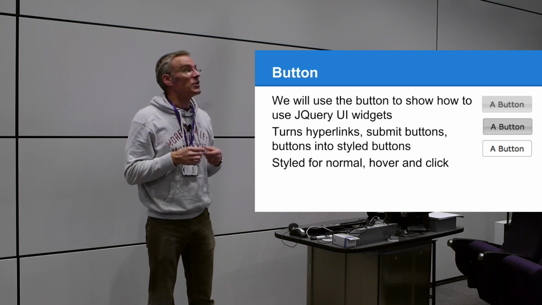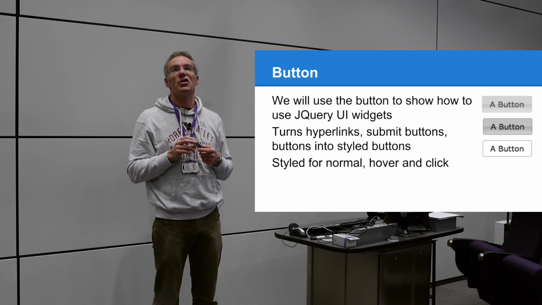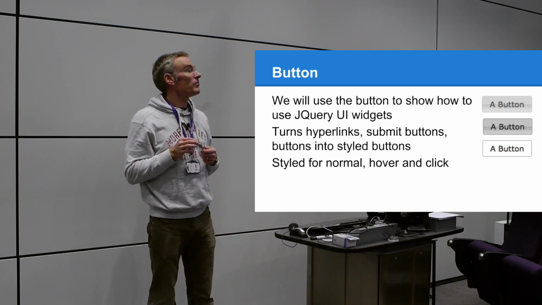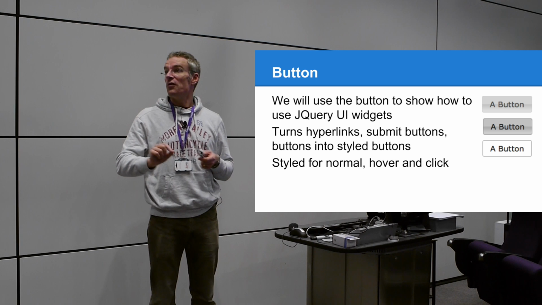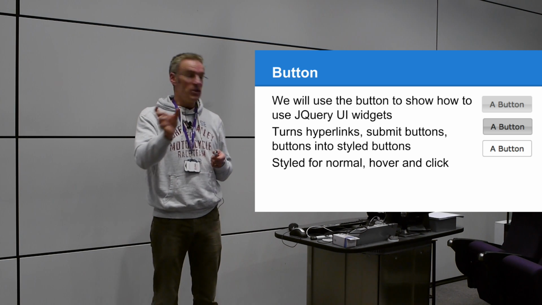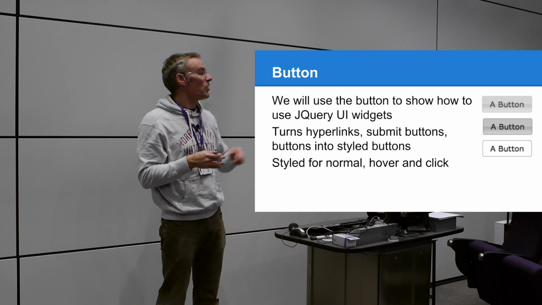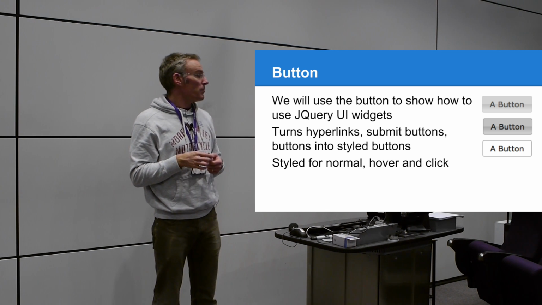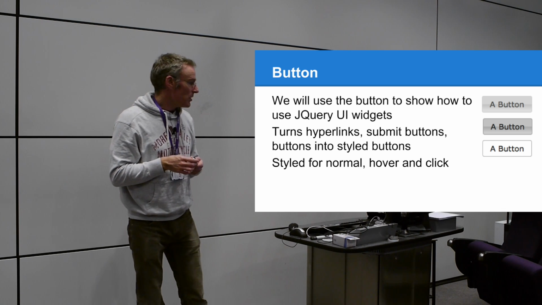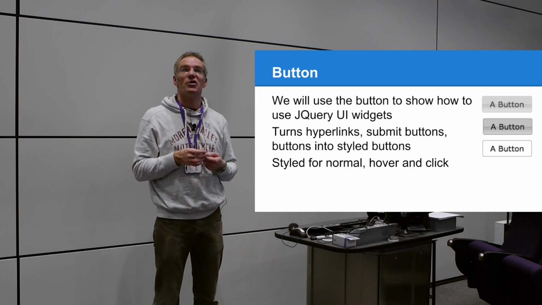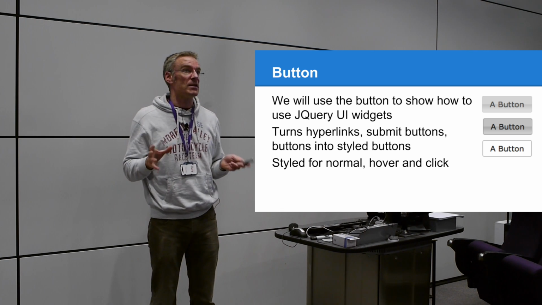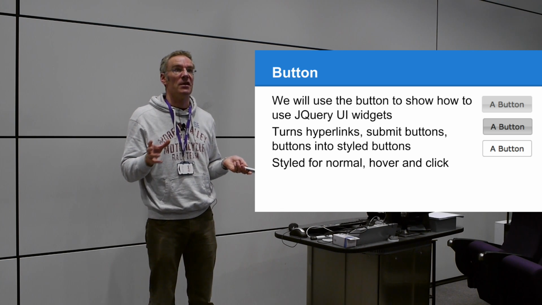So here's a button widget. It's the easiest one I could find to show you the basics. And the button widget, you can take a hyperlink or a submit button on your form or a button tag, you know, HTML5 button tags, and you can turn it into one of these nice buttons where you've got the top one's the standard one, the middle one's rollover, and the third one's the click. So it's a nice and easy one to show you how jQuery UI works. When you see how it works, you'll realise how easy this is. Trust me. And I say easy, even easier than PHP.